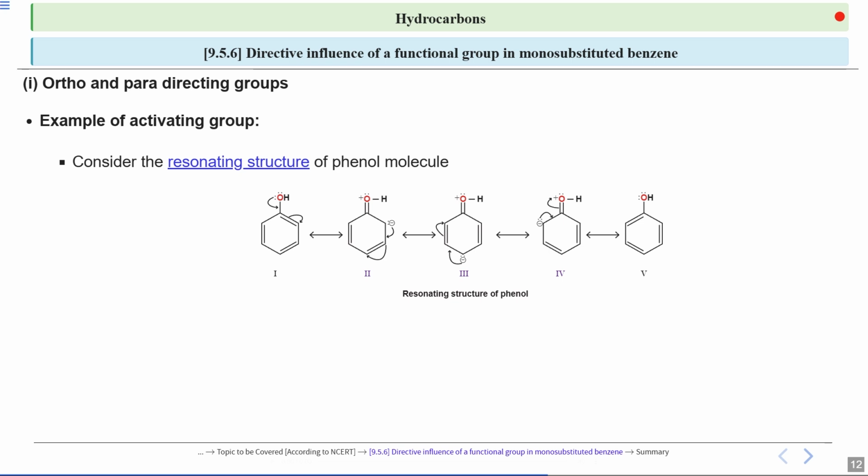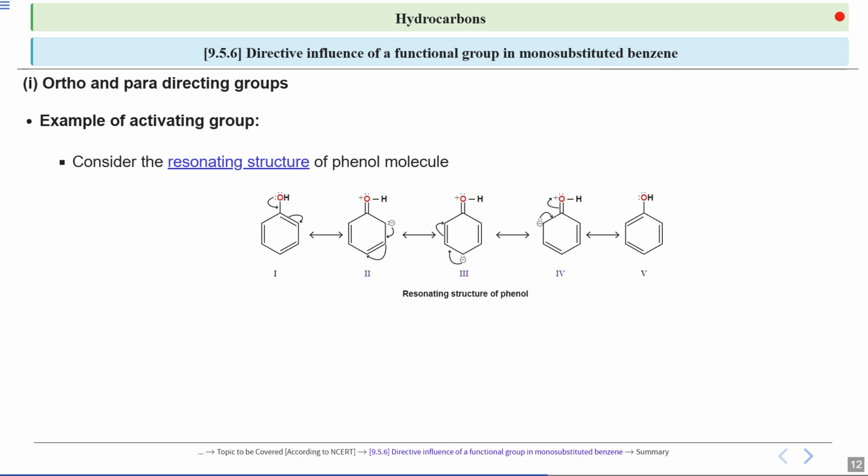Here, the structures are named 1, 2, 3, 4 and 5, where structure number 2, structure number 3 and structure number 4 clearly depict that the lone pair is being pushed onto the ortho and para positions, making these three positions electron rich.